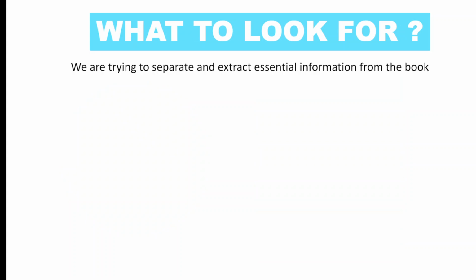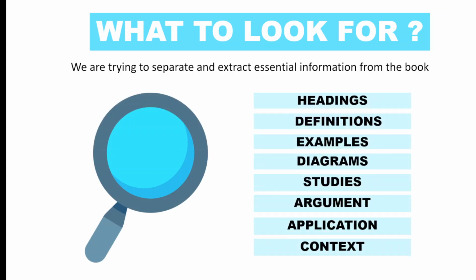So what do we look for? What do we look for in a book? We are trying to extract essential information from the trivia or from the extra information. These are the things we look for when we are reading a book: headings, definitions, examples, diagrams, studies, arguments, applications, or context like history or philosophy mentioned in the text. You have to keep these in mind when you read.